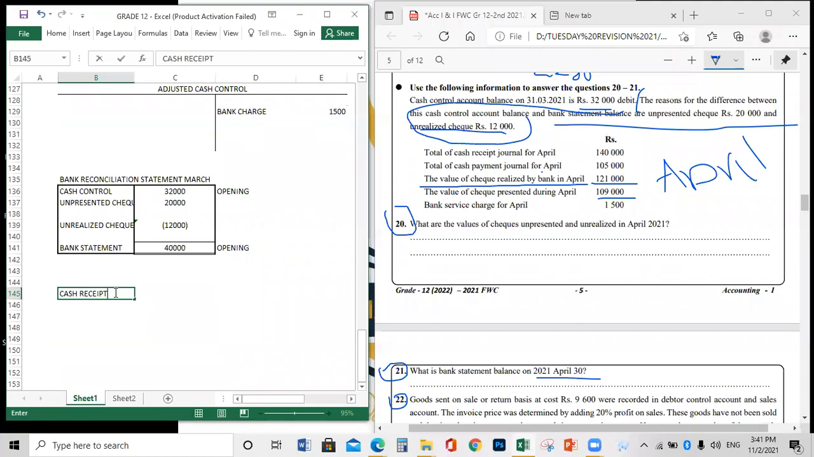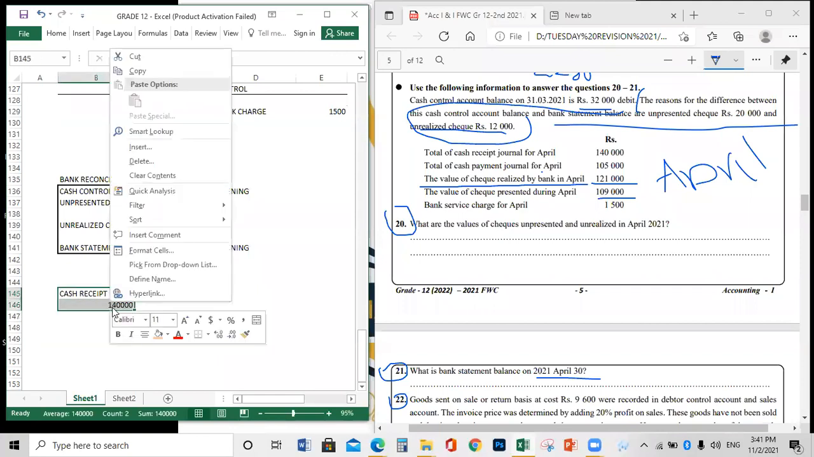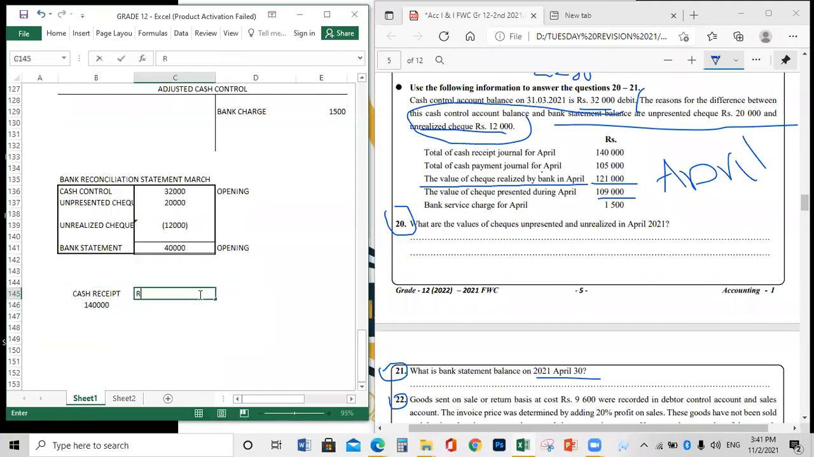Now listen carefully. They say the cash you received in the cash receipts journal is 140,000. But they say, how much was realized in the month of April? The realized amount is 121,000. You can't forget one thing, guys. If you compare these two, you will get the unrealized check amount, but that is not the correct unrealized check value.